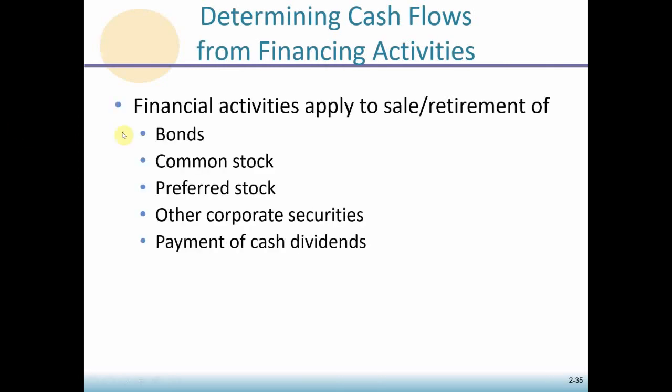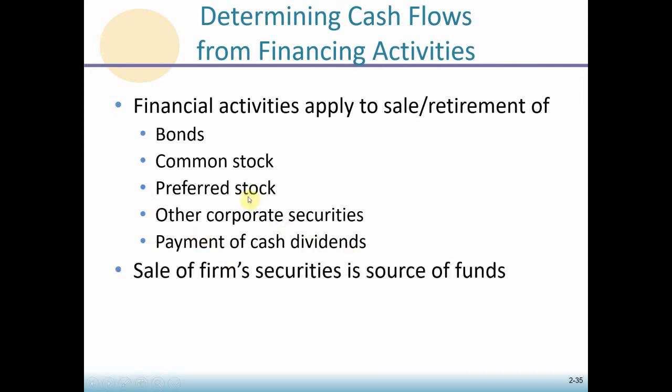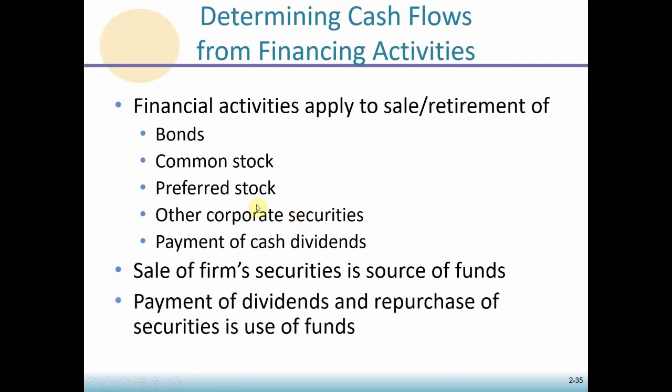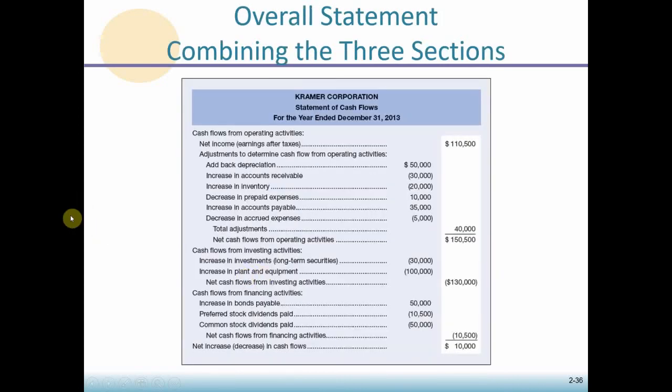And financing activities are things that we might do. We might issue bonds, take out a loan. That's basically what issuing bonds is. We could issue common stock. We can also buy back common stock. We could issue preferred stock, pretty rare. There are some other corporate securities. There's also payment of cash dividends, or like I said, we can buy back stock as well. When you sell securities, be it bonds or stock, it's a source of funds, right? Payment of dividends and repurchase of securities is a use of funds.